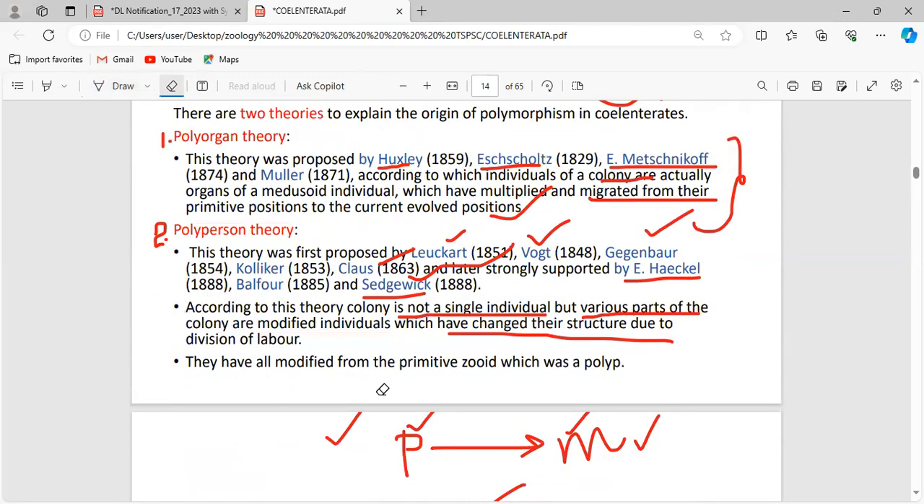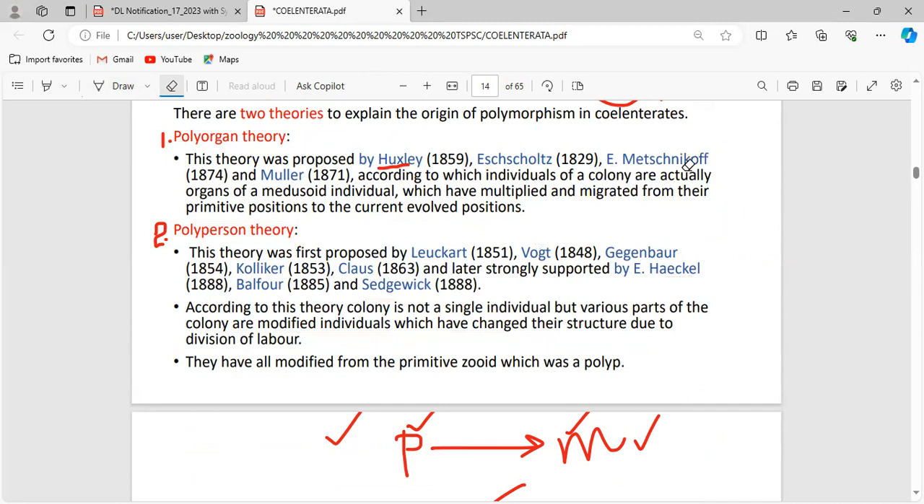In polyorgan theory, they have explained all the organs seen in the structure seen above, or they are the organs of medusa. Okay, as it exhibits different types of individuals, they are said to be polymorphism. This medusa has gastrozooid, dactylozooid, gonozooid, nematophore, nectophore. These are all the organs of medusa. It is explained by the polyorgan theory, which means what?